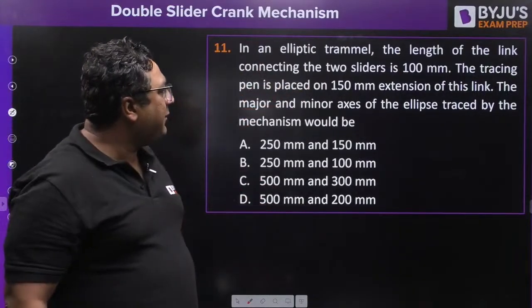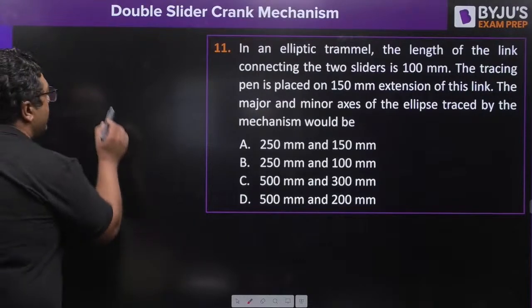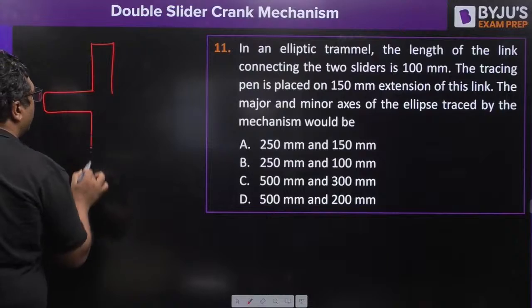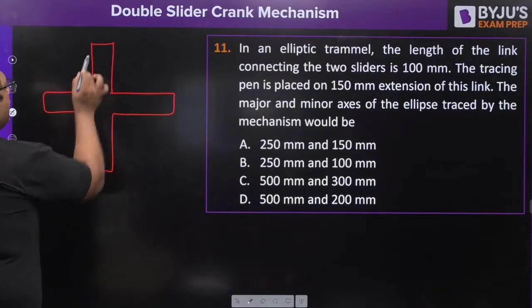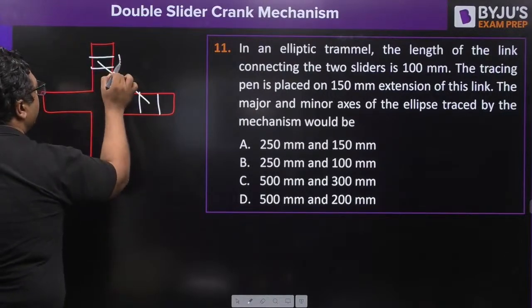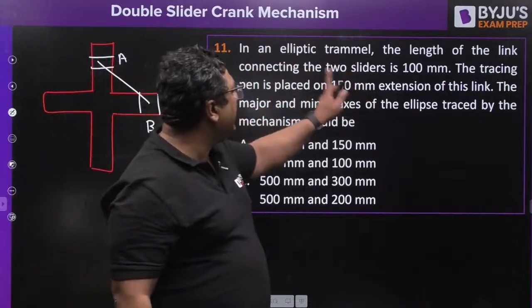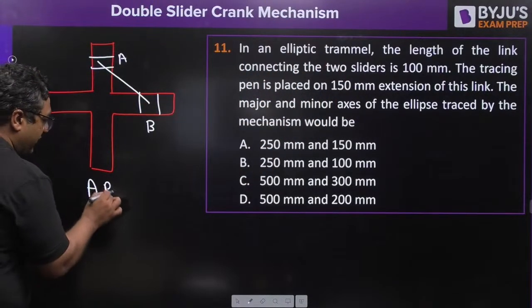In an elliptical trammel, the length of the link connecting the two sliders is 100 mm. So my dear, first of all, if you see this question, you just make a figure for the elliptical trammel. We have two sliders like this, A and B. In an elliptical trammel, the length of the link connecting the two sliders is 100 mm. So AB is given as 100 mm.